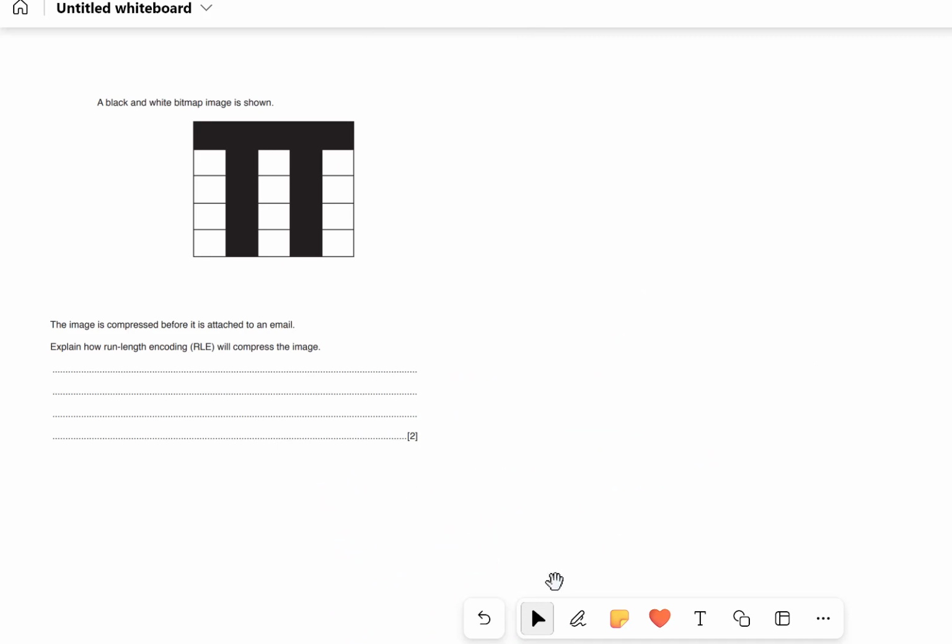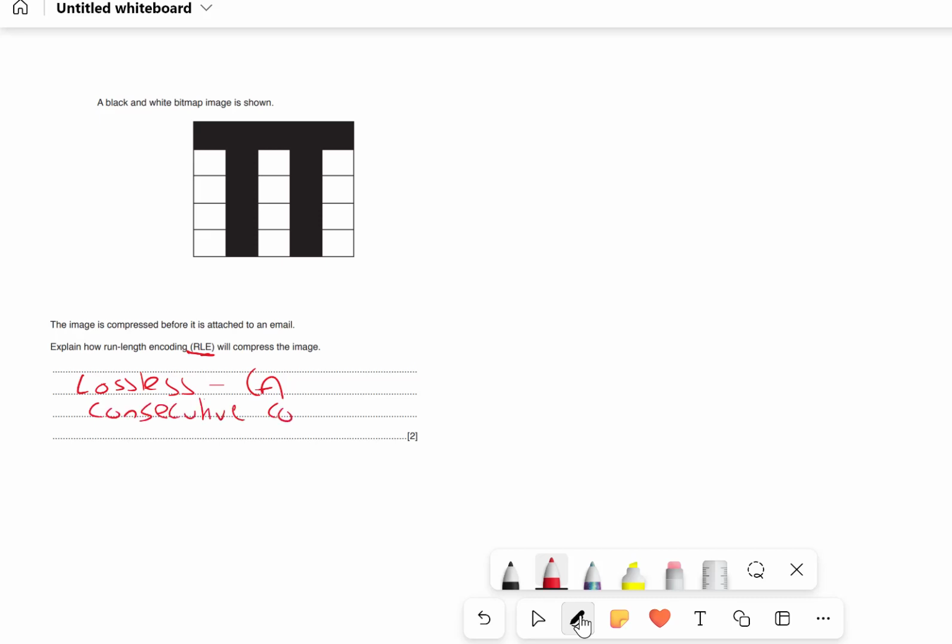Okay, so pause the video, give this question a go. Right, so we see that we're using, again, run-length encoding. We've got another image. How would it work? So we're going to be using lossless compression. Using a compression algorithm, what it will do is it'll look for consecutive color pixels and group based on number.